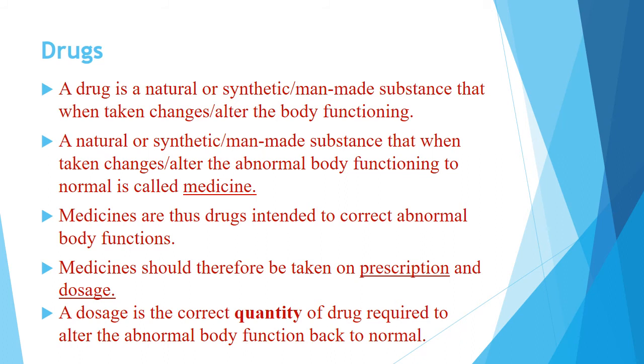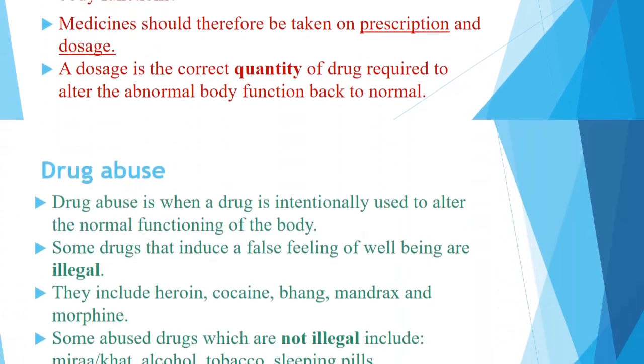So we can also define what is a dosage. A dosage is the correct quantity of a drug required to alter the abnormal function back to normal. For example, you may require 5 grams of paracetamol to correct your headache. So that is the dosage, 5 grams.